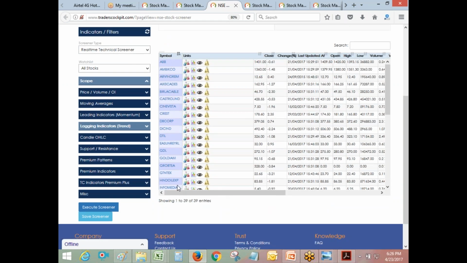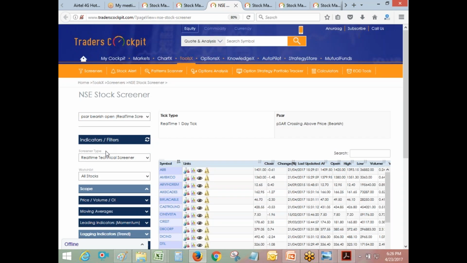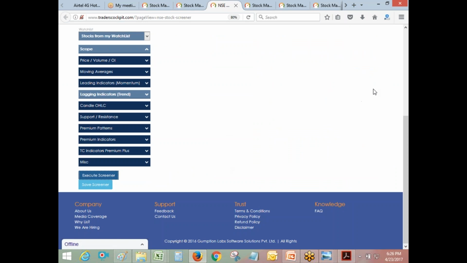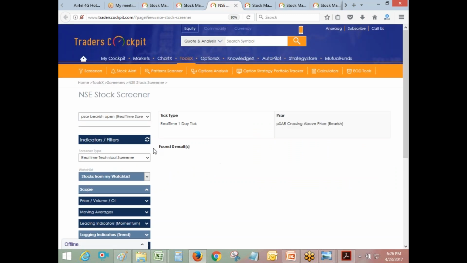If I had selected fewer stocks, say only stocks from my watch list, then I would not get so many, because I selected so much. So I can screen and execute this, and suddenly in my watch list I only get 0 results. So you will not get everything. In 1500 stocks, so many things are like that. So you can select it at any point of time with anything.